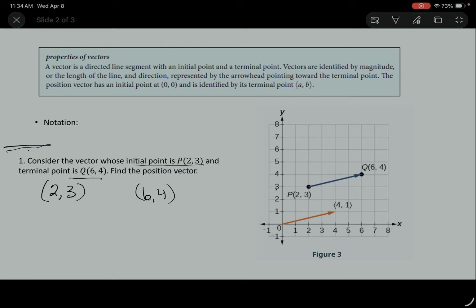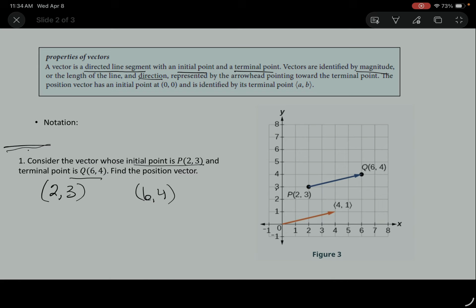So if we look up here at the top where it talks about properties of vectors, basically a vector is a directed line segment. So that means it has a specific length. It has an initial point and an ending point, which is the terminal point. The magnitude is the length of it. And then we have the direction, which is basically the angle in which the vector is going. In the next video, we'll talk about how we calculate that angle, in other words, what is the direction of the vector. But right now we're just talking about position vectors.